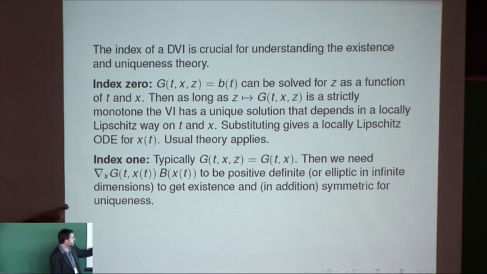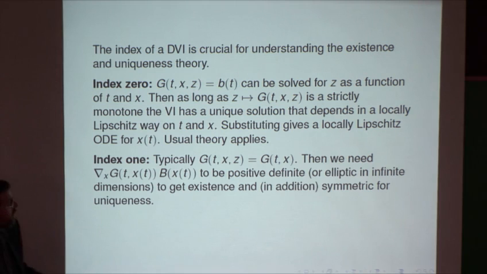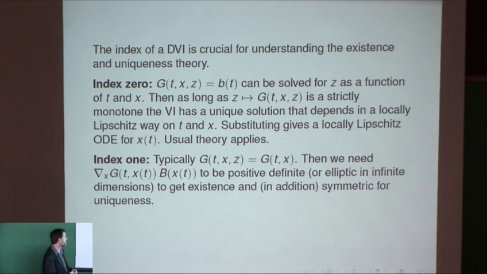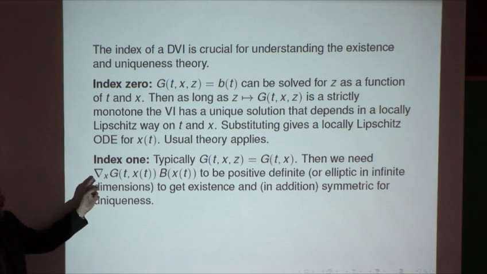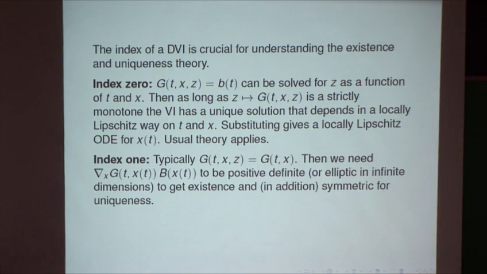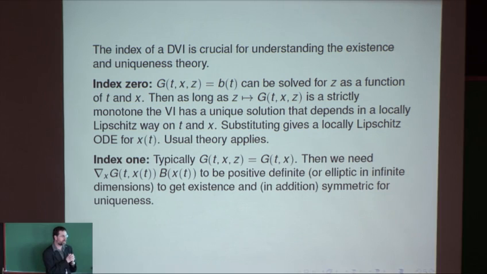Index 1 is where things start getting interesting. Typically, the z variable does not appear in the g function. We don't have g of t, x, z, we get g of t and x. And it turns out that generally it's sufficient for this matrix, the Jacobian of g times B, to be positive definite, or elliptic in infinite dimensions, to get existence. To get uniqueness, it is sufficient that this matrix be symmetric. In some situations we can prove that we can allow a little bit of movement away from symmetry, but things start getting rather tricky in having to deal with that.